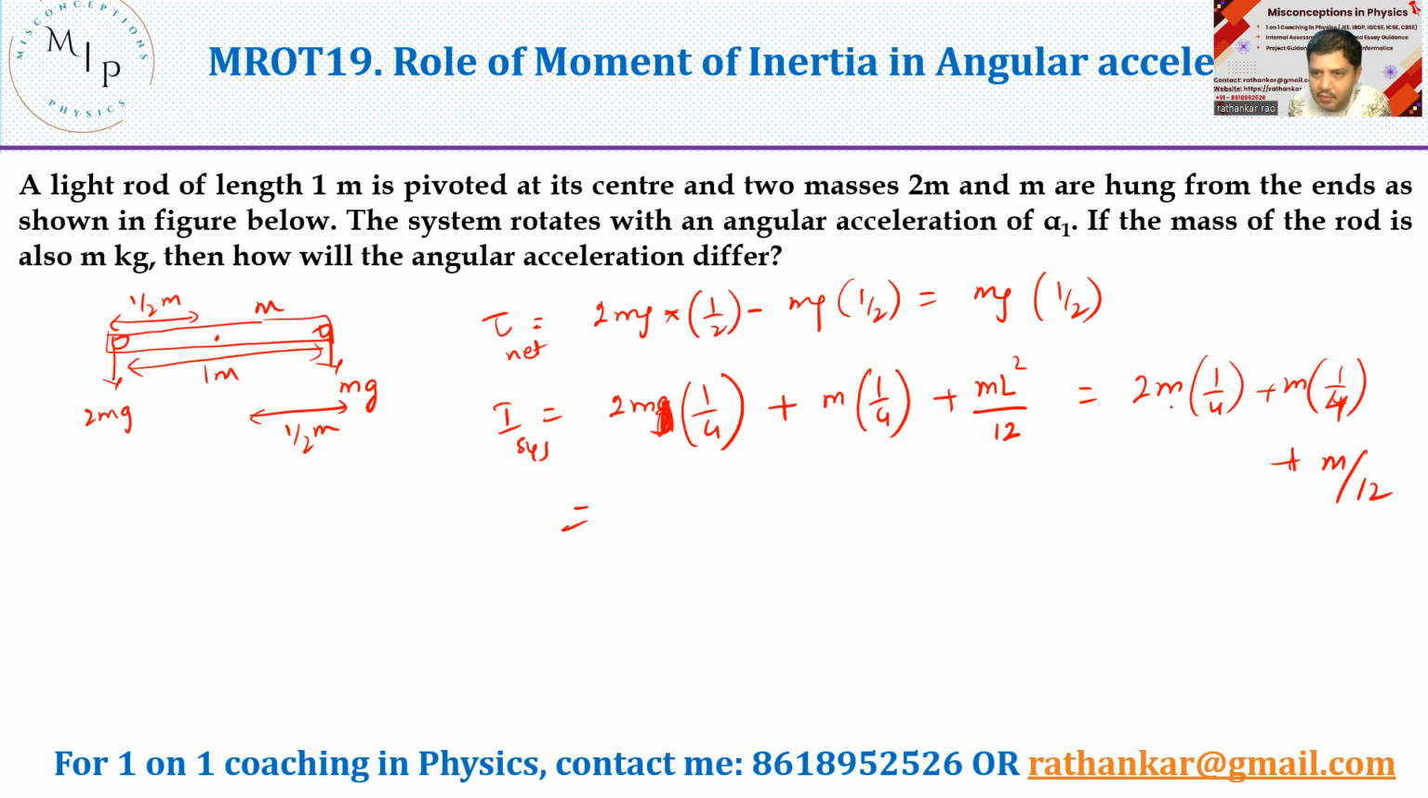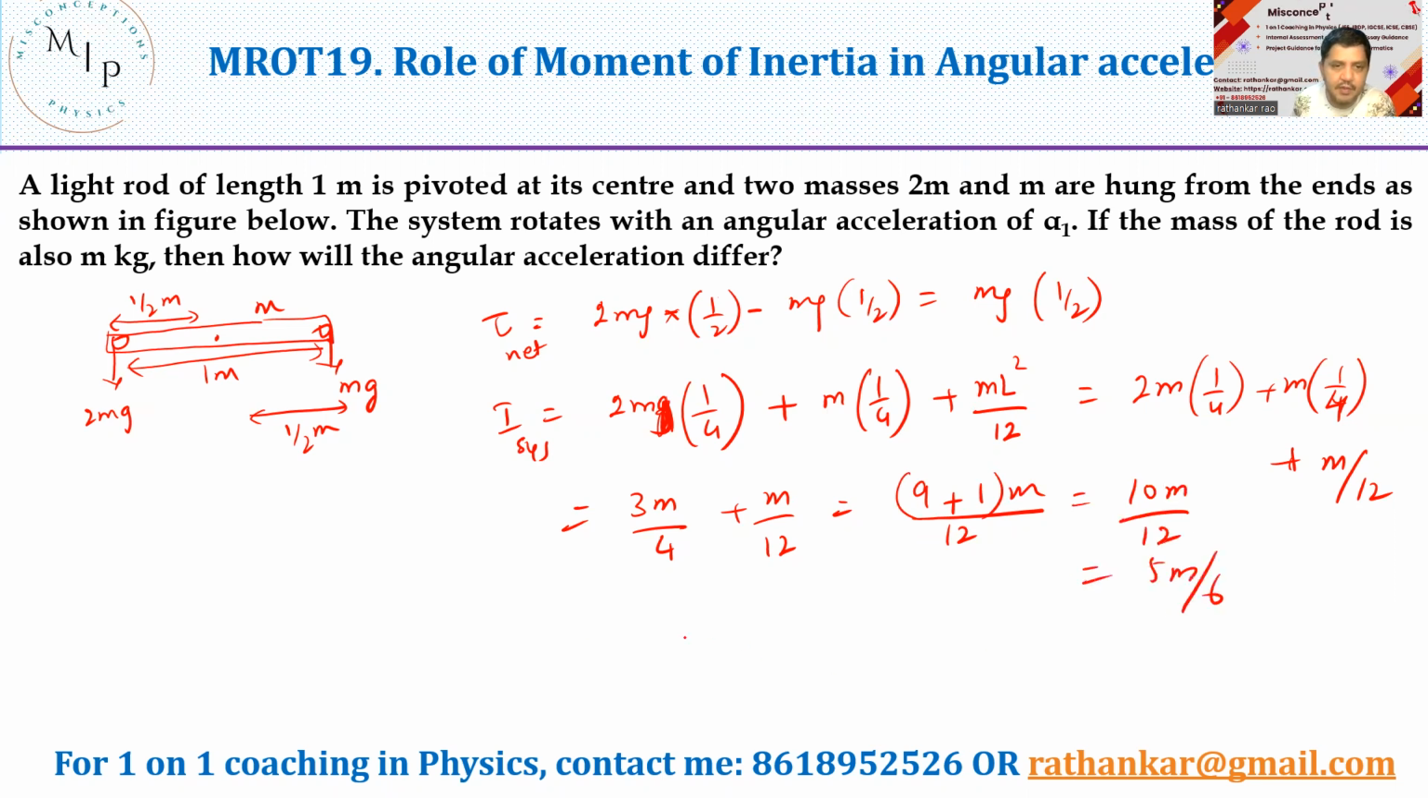Now, let us calculate the whole thing. This would now become 2m into 1 by 4 plus 3m into 1 by 4, which becomes 3m by 4, plus m by 12. Now, let us calculate what this is. I'll take 12 as the LCM. 4 3s are 12, 3 3s are 9. 9 plus 1 into m, which should now be equal to 10m by 12, which is equal to 5m by 6.